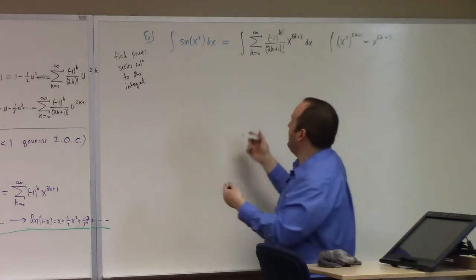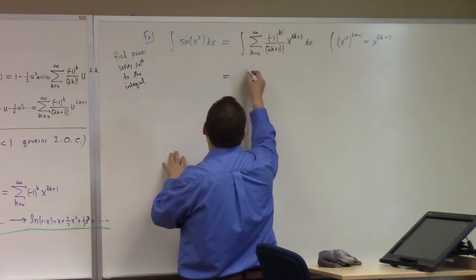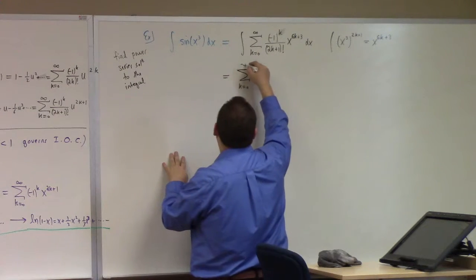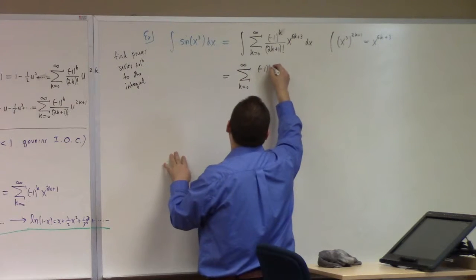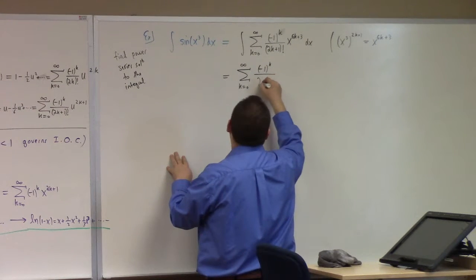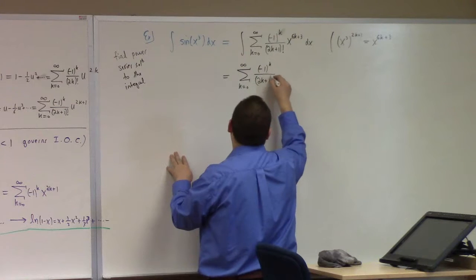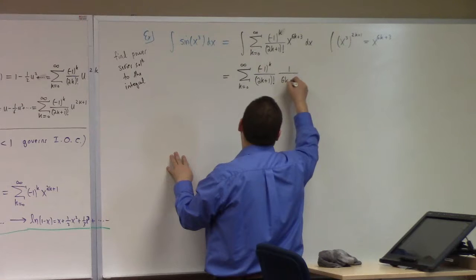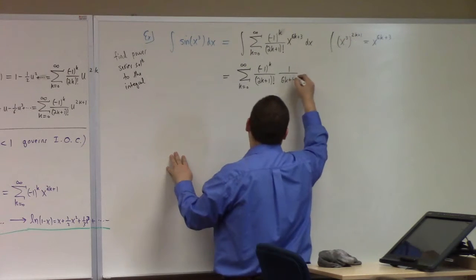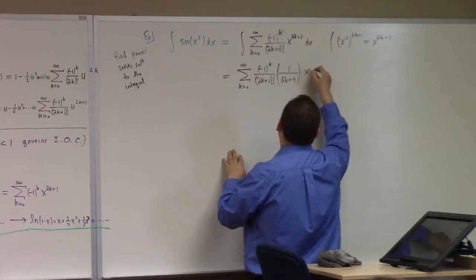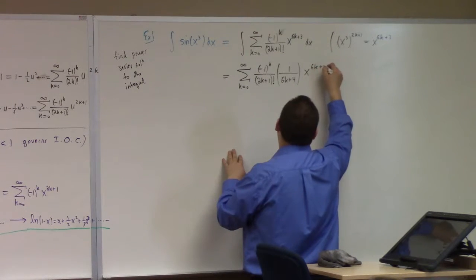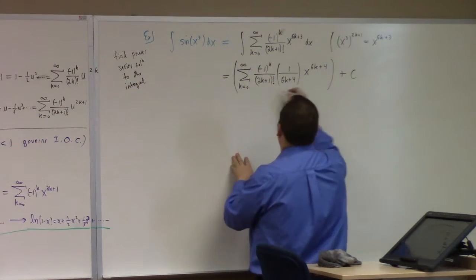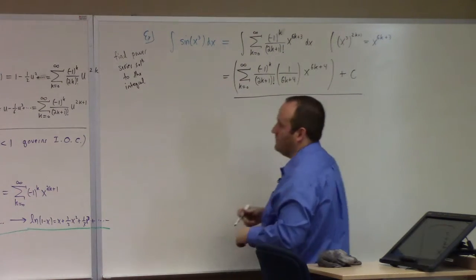Very simple. And then we use the term-by-term integration theorem, which says that we can integrate term by term. All right? And what do we get? Well, minus 1 to the k divided by 2k plus 1 factorial. And then we have 1 over 6k plus 4, x to the 6k plus 4. And then, of course, you have to add a constant. And there you go. Integrated.